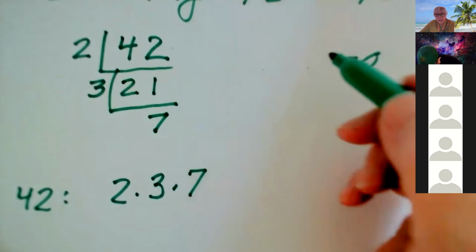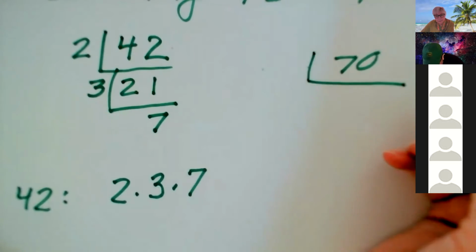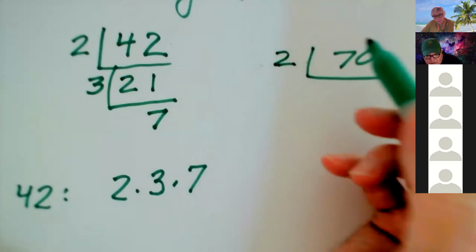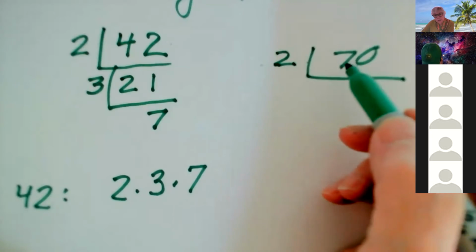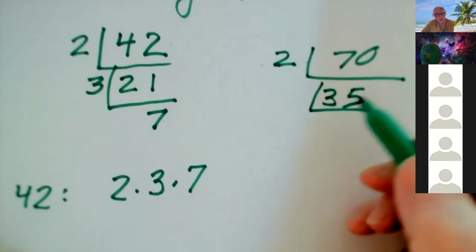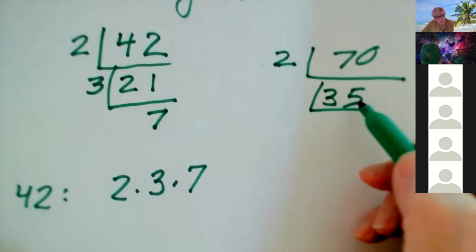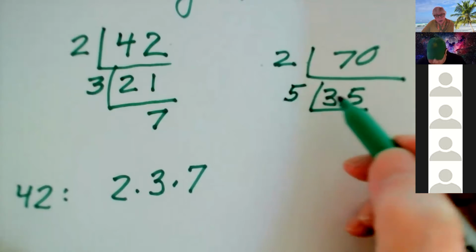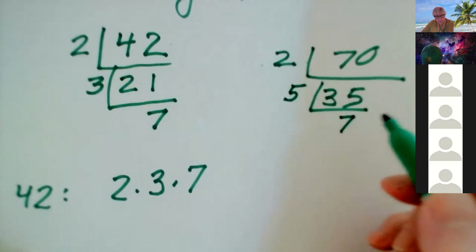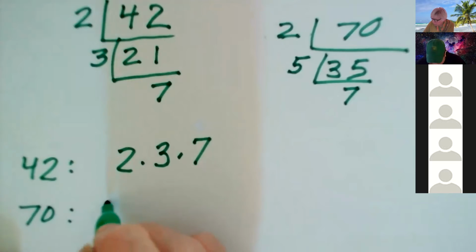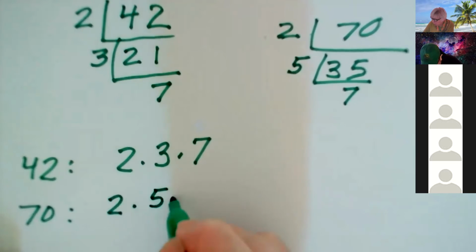Okay? Now I'm going to do 70. This is even, so I can divide by 2. 2 into 70 is 35. Now 2 won't go, and neither will 3. But guess what? 5 goes. 5 into 35 is 7. So here's what 70 looks like. Believe it or not, a 2, a 5, and a 7.